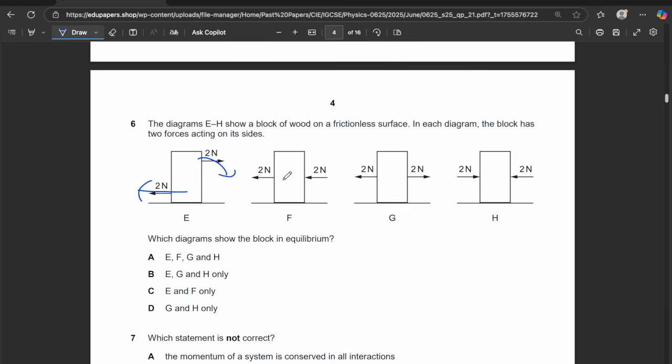And for F, the forces are acting in the same direction, so it will move in this way. And here, this is 2 newtons. This will be minus 2 newtons, and the resultant will be 0. So G could be an option. And for H, this is also the same. This will be minus 2, this will be 2, and 0. So G and H, that will be D.